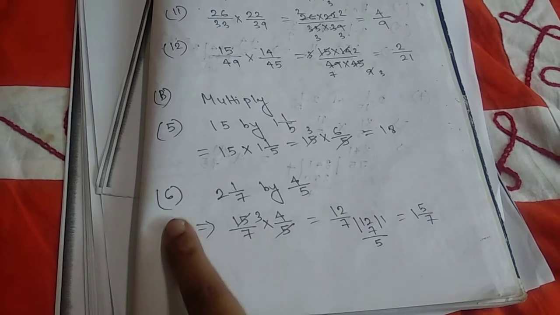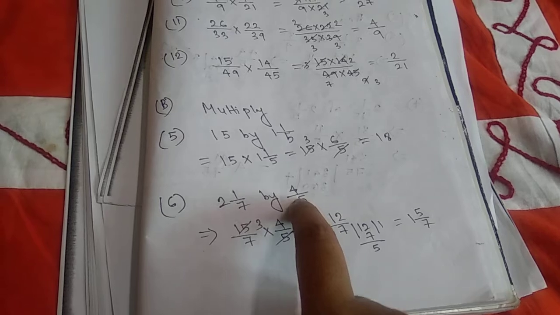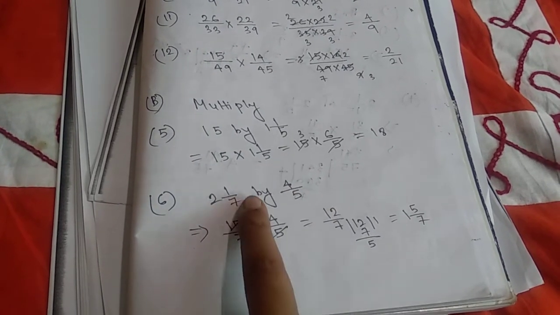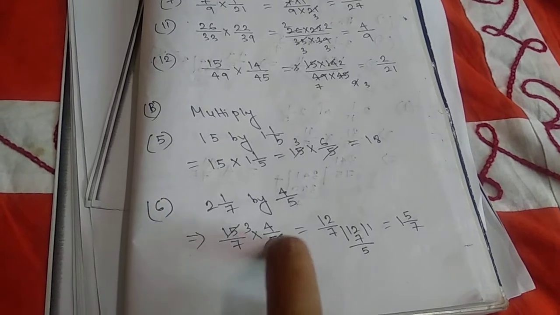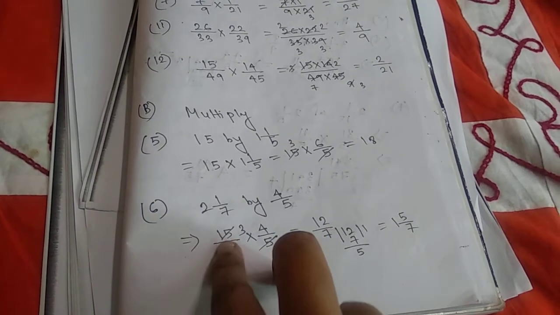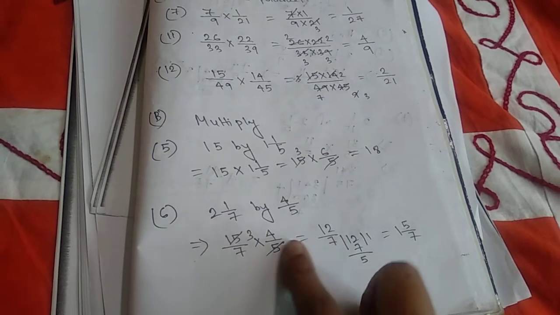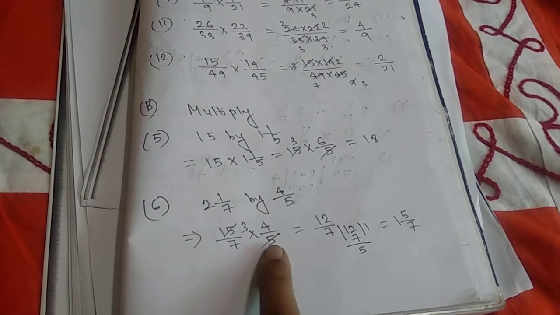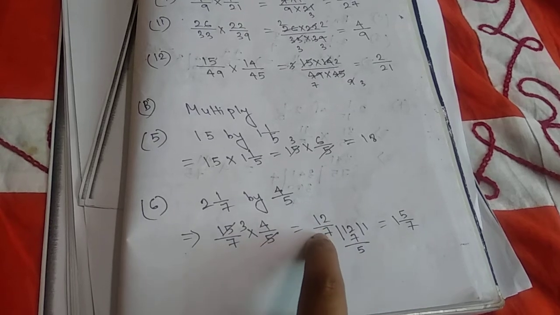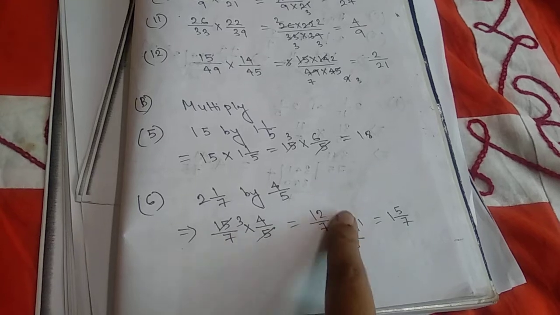And sum number 6. 2 whole 1 by 7 into 4 by 5. So now first change the mixed fraction 2 whole 1 by 7 into 15 by 7 and multiply with 4 by 5. Now again here 15 goes with 5 by 3. So if we multiply the numerators, then we will get 4 into 3, 12 and 7. As 12 by 7 is an improper fraction, you have to change it to a mixed fraction. So you will get 1 whole 5 by 7.